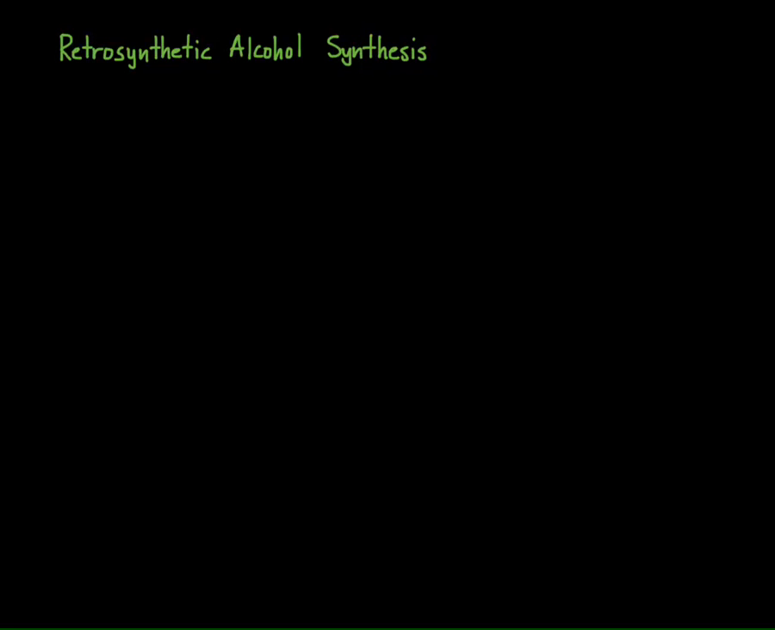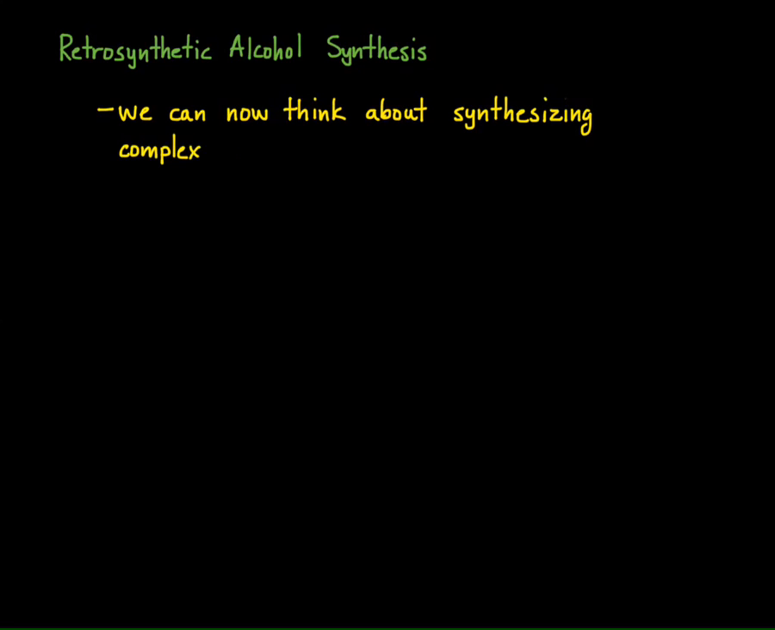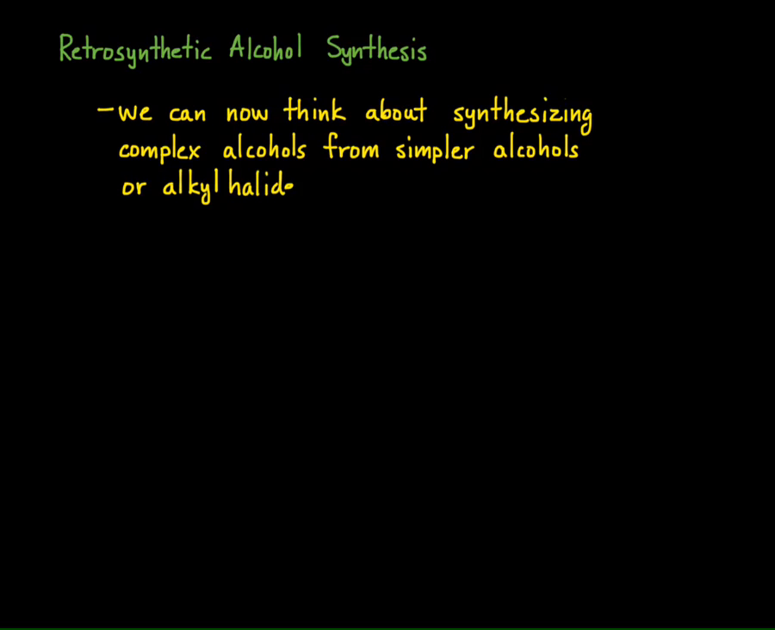Now that we've looked at various ways of making alcohols and oxidizing alcohols to ketones and aldehydes, we can think about retrosynthetic pathways of designing alcohols. This is something that sometimes takes a little bit of time to really think about. But if you're given a complex alcohol, oftentimes you'll be asked to design a synthesis of it from smaller alcohols. How do you go about doing this?